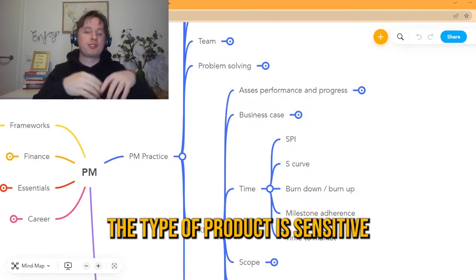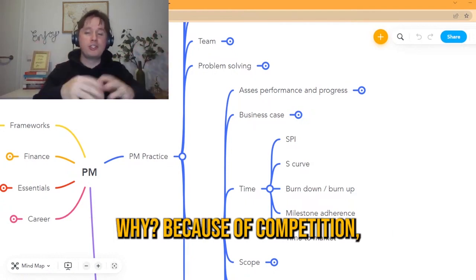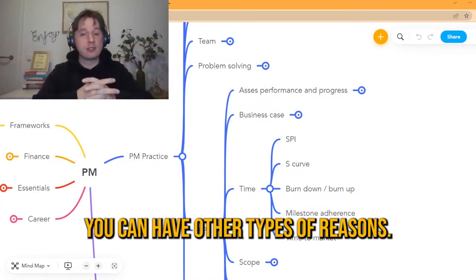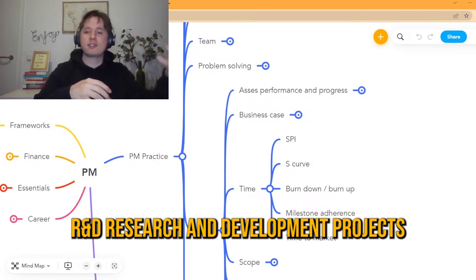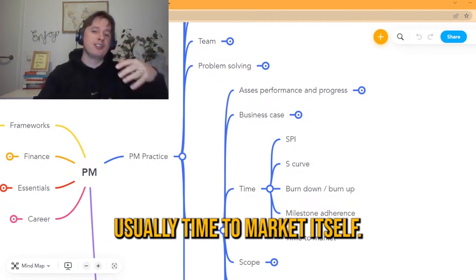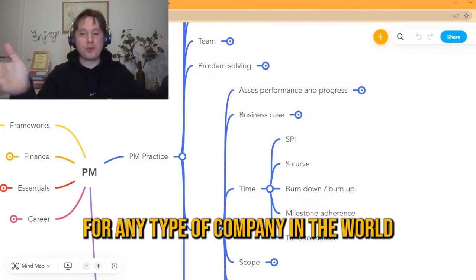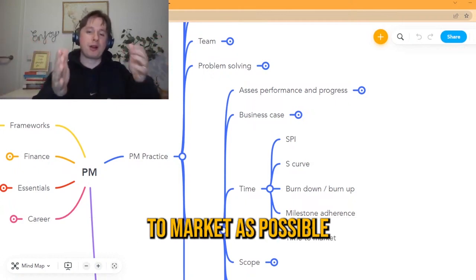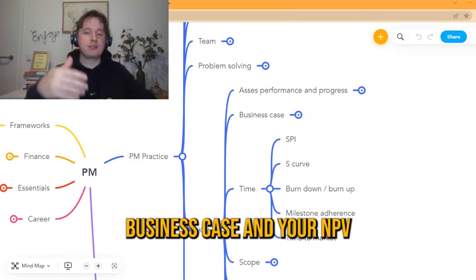Depending on the type of product, it's sensitive that you have a short time to market. Why? Because of competition. You can have other types of reasons. Of course, if you're working with R&D, research and development projects, usually time to market is also one of the goals for any type of company in the world, to have the shortest time to market possible, because that also has influence on the business case and your NPV.